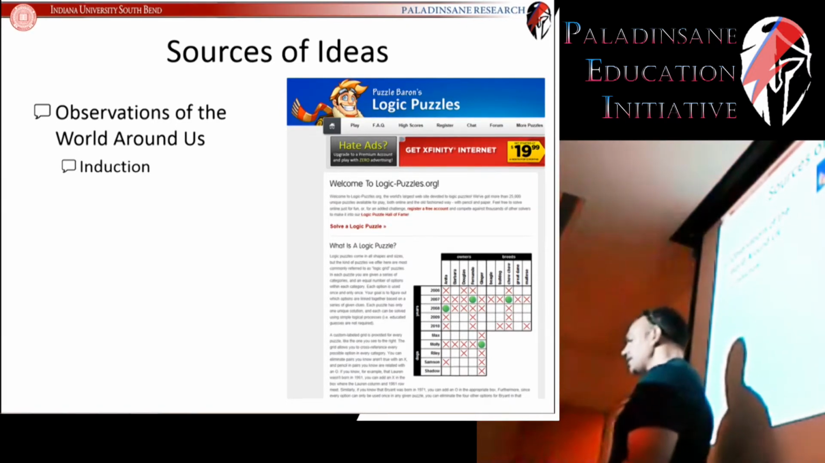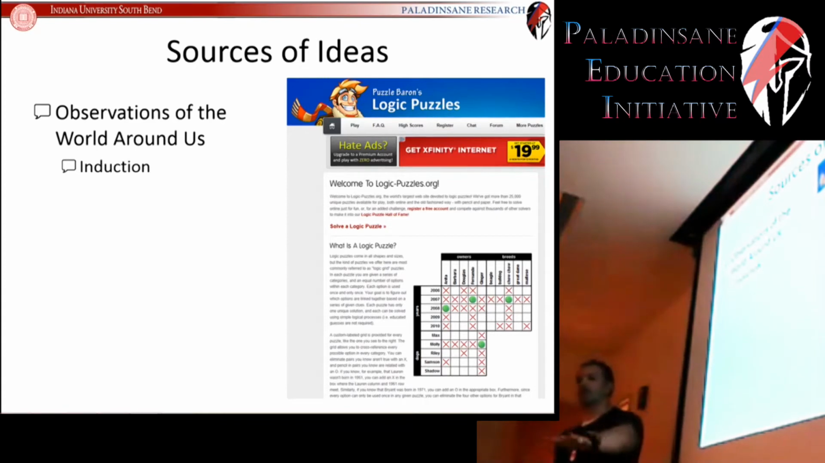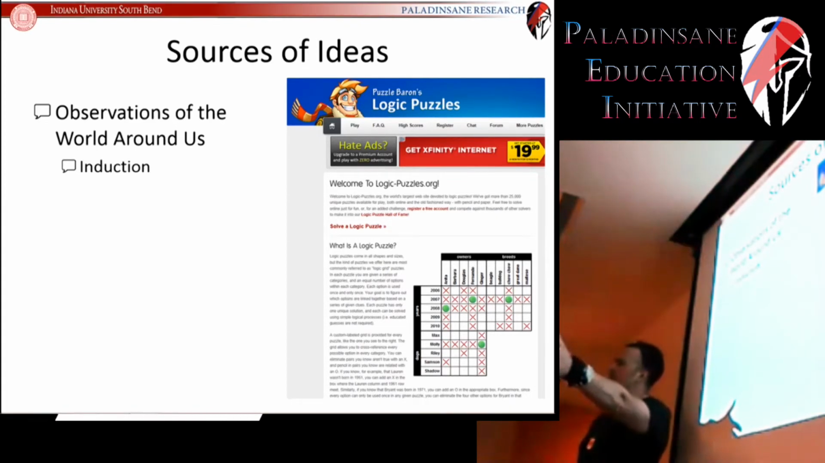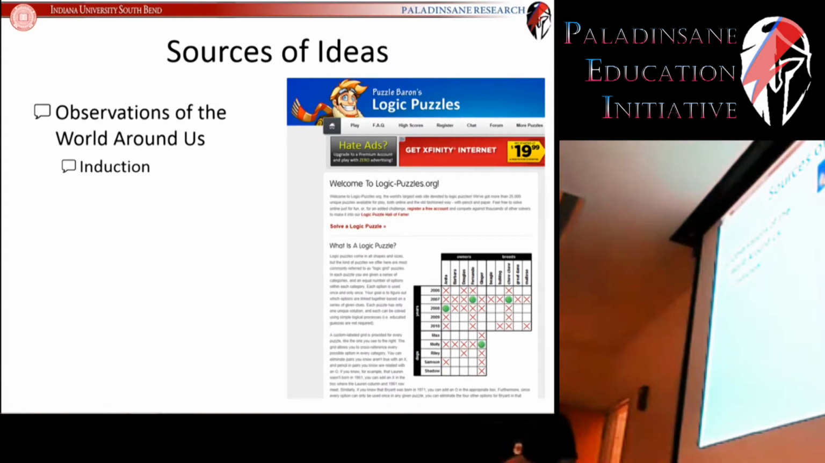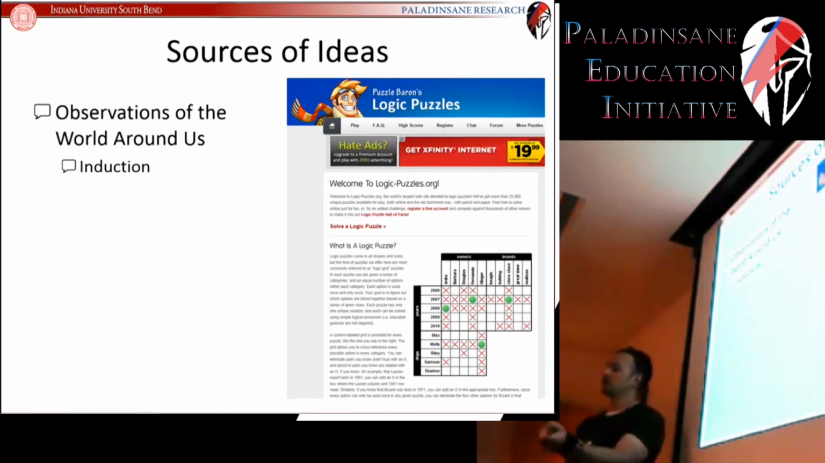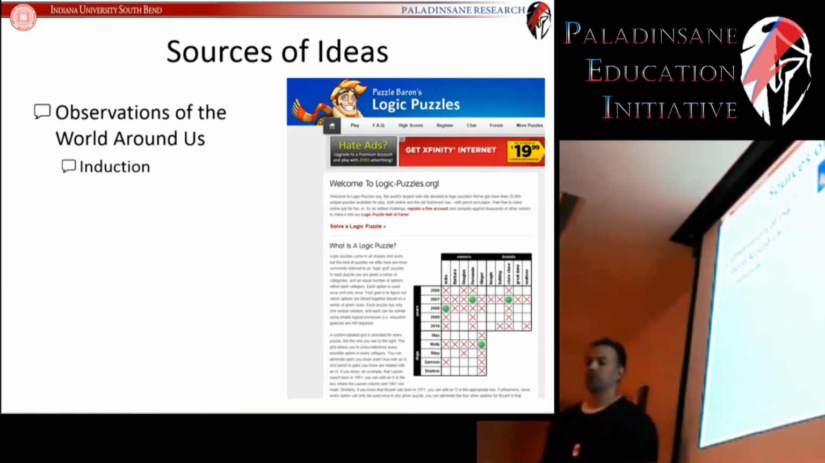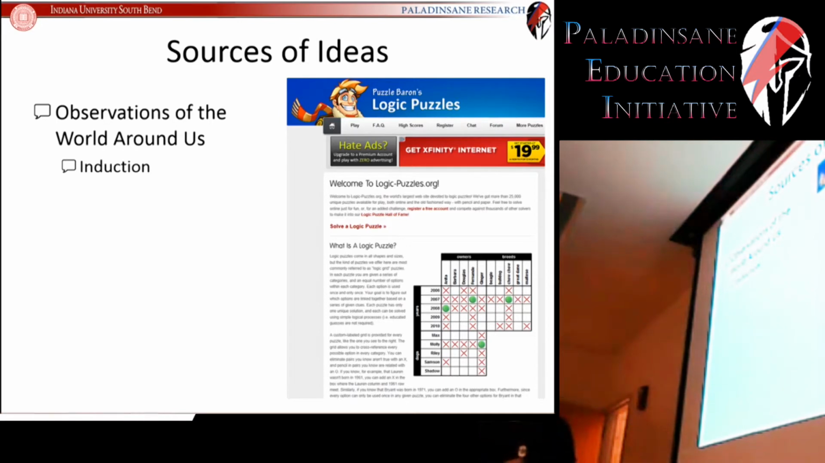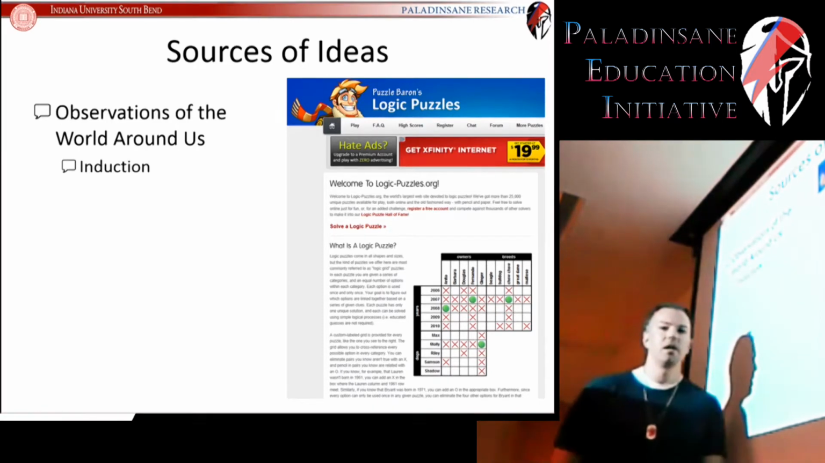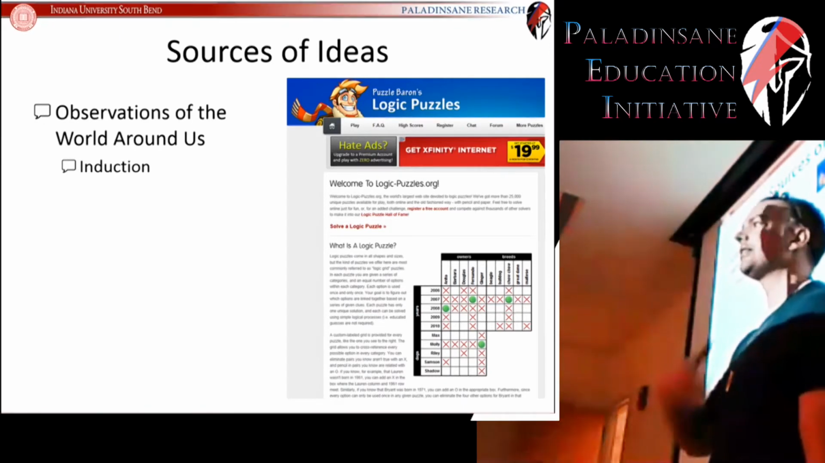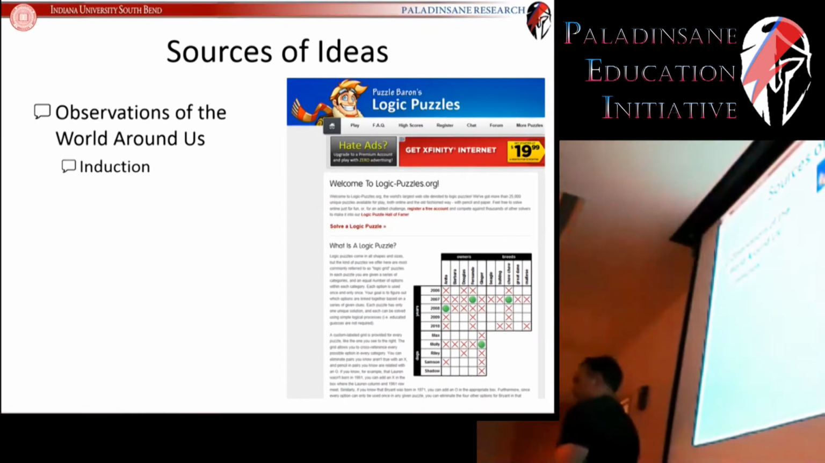So if you notice something about the world around you, if you see a movie and you're sort of like, well, why is that movie incredibly popular? Why did so many people flock to Avatar? That's an observation of the world around us. And that might lead you to new ideas, new questions, new sources of information that you can then contribute to psychology. So observations of the world around us, unlike past research and theories, which mostly use deduction to get to those new ideas, use induction to get to their new ideas, their new theories.